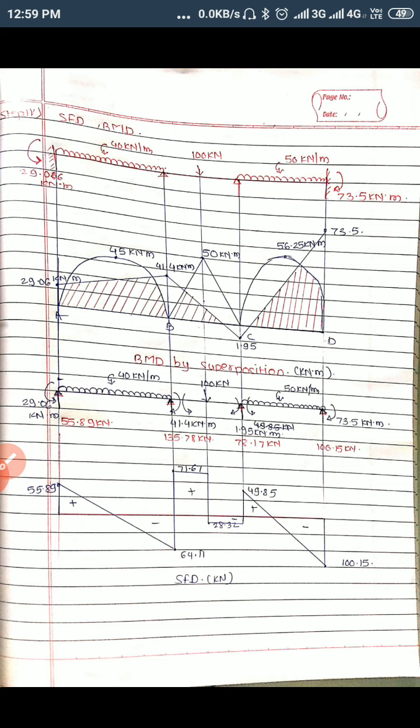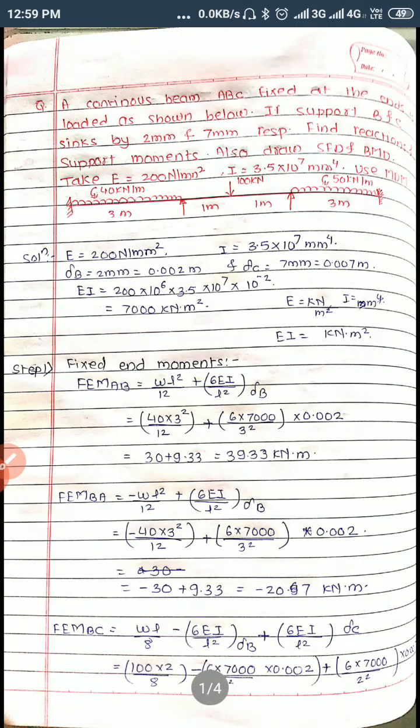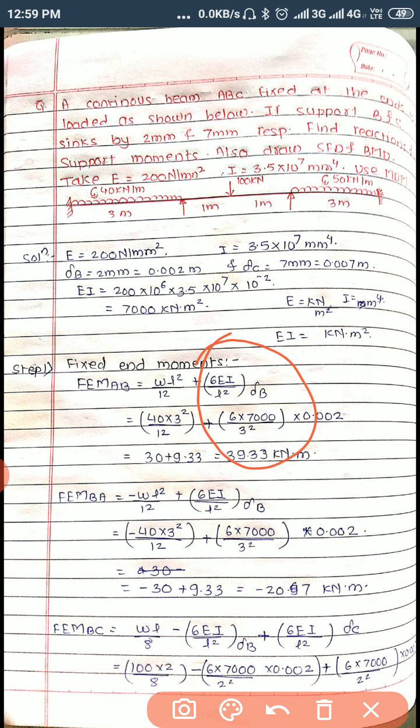So this ends the sinking of support part. Because of this sinking, there is only one difference in the calculation of fixed end moments, other things remaining the same. If you have any doubts regarding this numerical, feel free to ask.